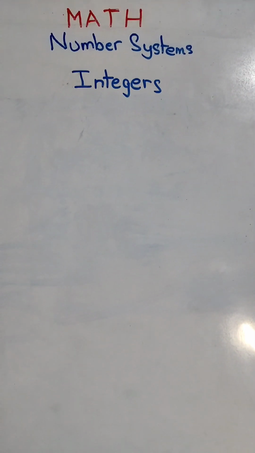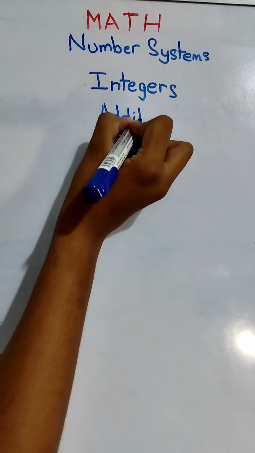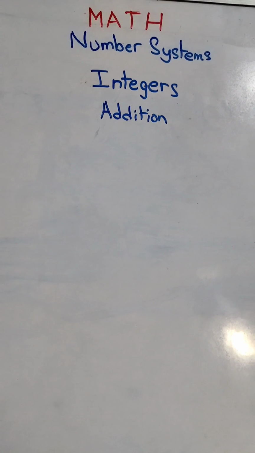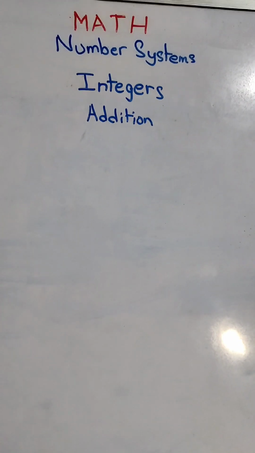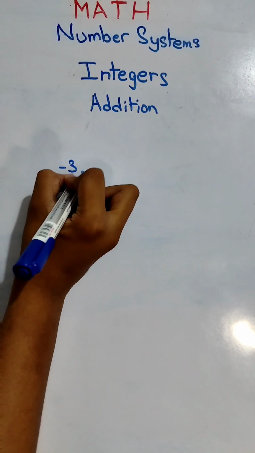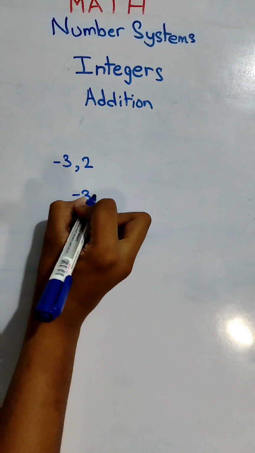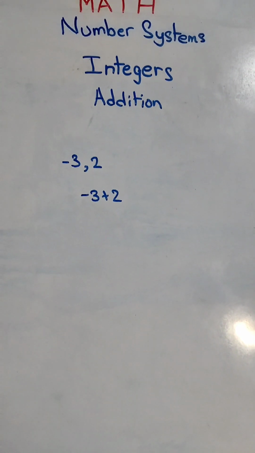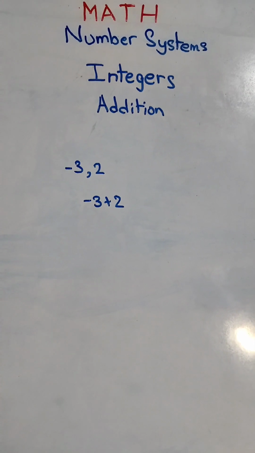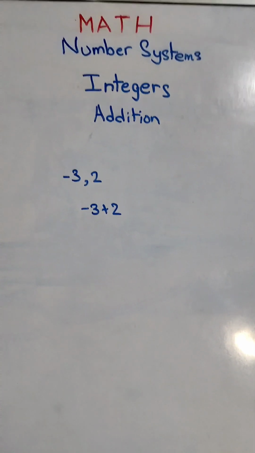So first let's start with addition. Addition of integers is very simple. Let's take two integers, for example -3 and 2. To add these two integers, all we do is write -3 plus 2. In this situation, if you take 3, all you're doing is subtracting 2 from 3.